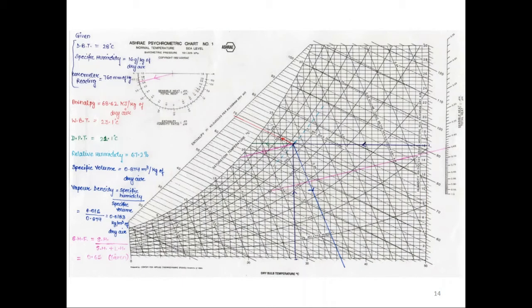So first of all, we will find the properties of moist air at a given point in an X-ray psychrometric chart. Suppose the given point is dry bulb temperature 28 degrees Celsius, specific humidity 16 gram per kg of dry air, and barometer reading 760 mm of Hg. So it is written on the chart. This chart is applicable for normal temperature, sea level barometric pressure of 101.325 kilopascal. This is equivalent to 760 mm of mercury, Hg.